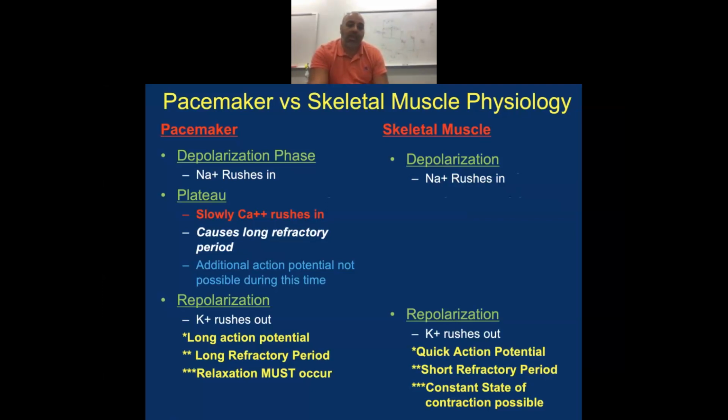Okay. So when you talk about the heart, pacemaker, SA node, sodium comes in, plateau because of calcium, and this allows it to have a long refractory period so it doesn't send another signal, and then repolarization, potassium leaving. We must have repolarization. We must have relaxation. We cannot have tetany. Whereas the skeletal muscle, it's just sodium, just potassium, and they can have tetany or this constant state of contraction.